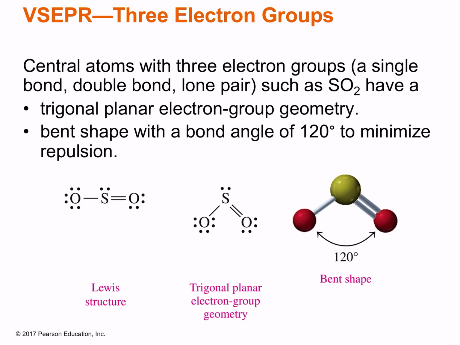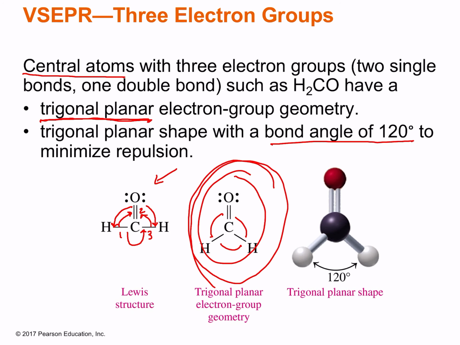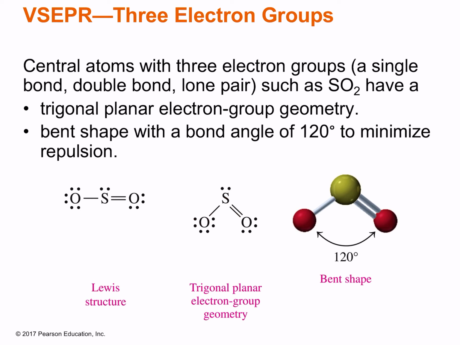So this one is related. This is like a subset of trigonal planar. Okay, so there are 3 areas of electrons around the sulfur. So again, we're looking at the sulfur. Okay, so there's 1, 2, 3 areas of electrons around the sulfur. But this isn't trigonal planar. This has trigonal planar electron geometry, which we're not going to really mess with.